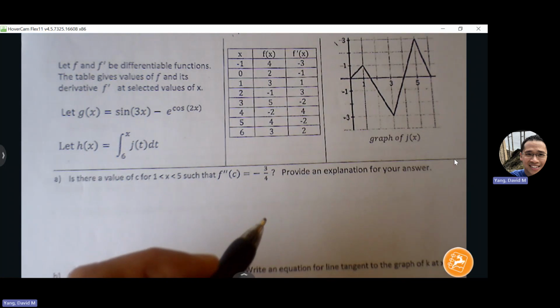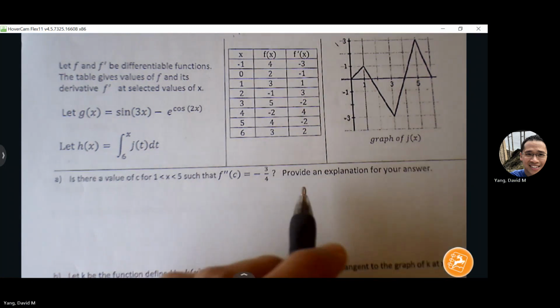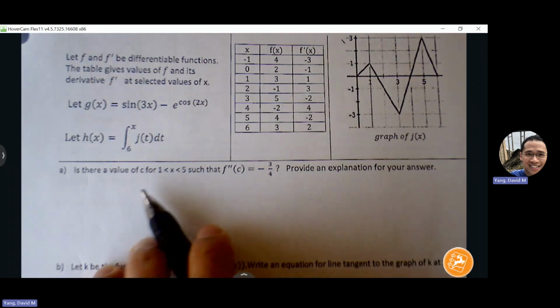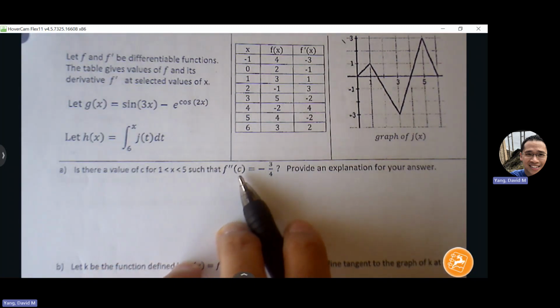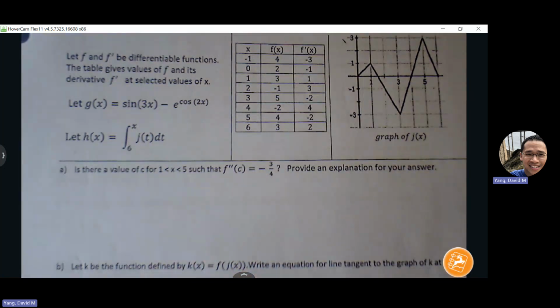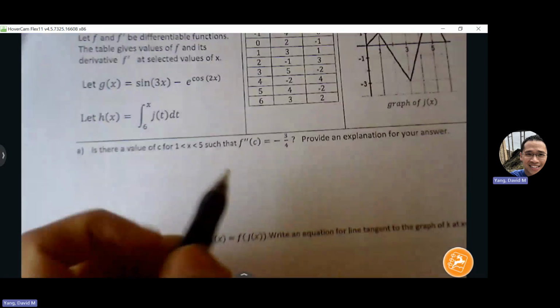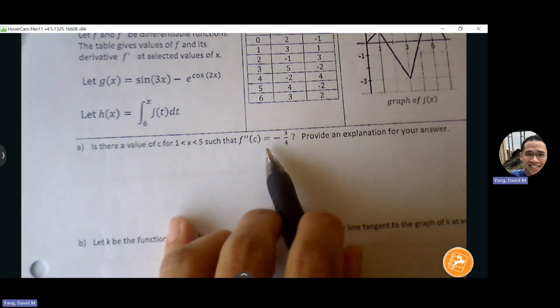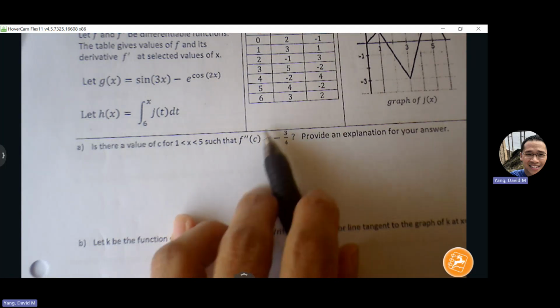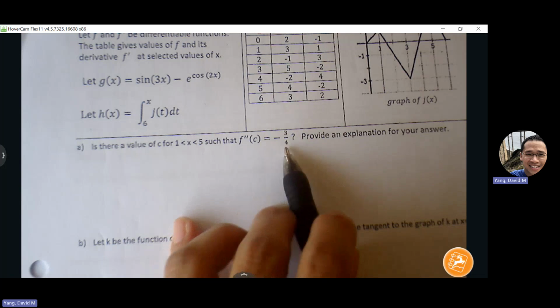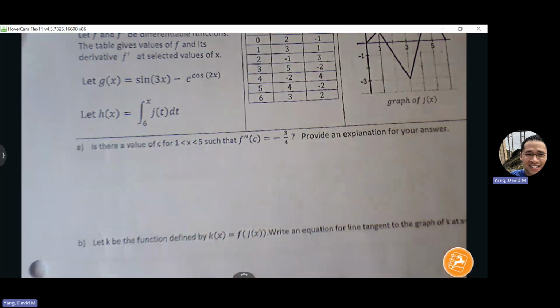Okay, so let's do some review here. It says, is there a value of c between 1 and 5 such that f double prime of c is equal to -3/4? Provide an explanation for your answer. So you don't have to write this down, but this is basically asking, does the slope of f prime equal -3/4?